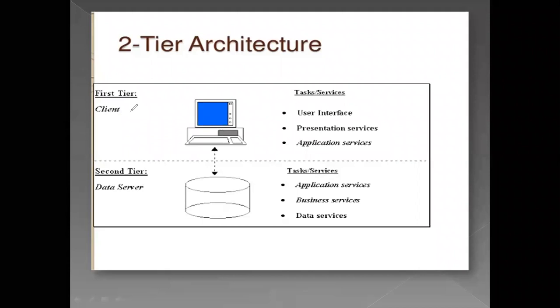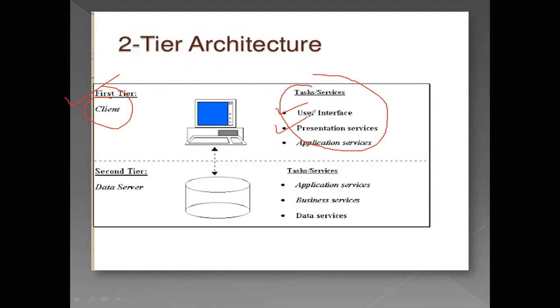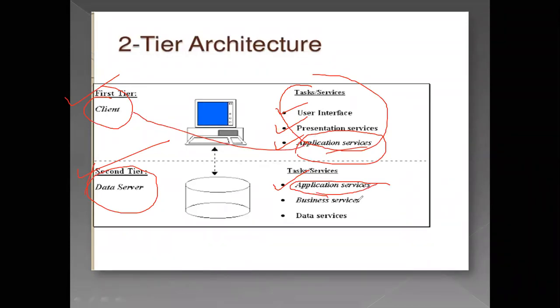So the first tier, you have seen, is the client part, and what are the tasks associated? User interface, presentation services, and then application services, right? And the second tier will be the data server. What are the tasks associated? Of course, application services, in this case the services requested by the client part will be responded to here, then the business services and the data services.